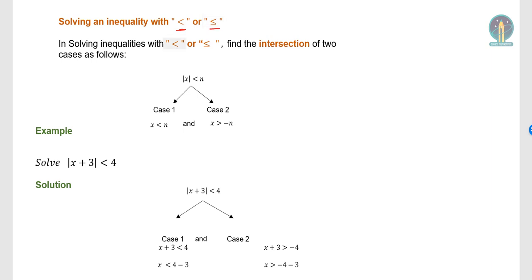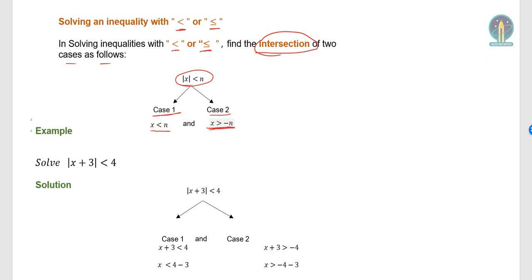Okay, and solving inequalities with less than or equal, we find the intersection of the two instances, or cases, of the inequality. So let's look at what this means. If we have absolute value of x is less than n, we have case 1 or instance 1, which is x is less than n, and we have case 2 or instance 2, x is greater than negative n. Okay, so x less than positive n and x greater than negative n.